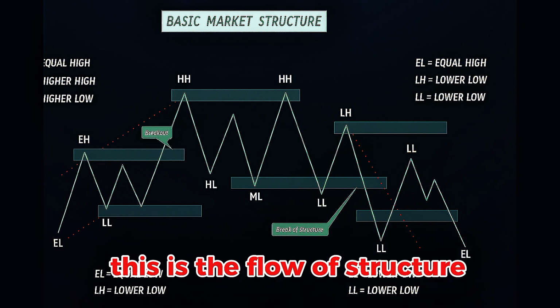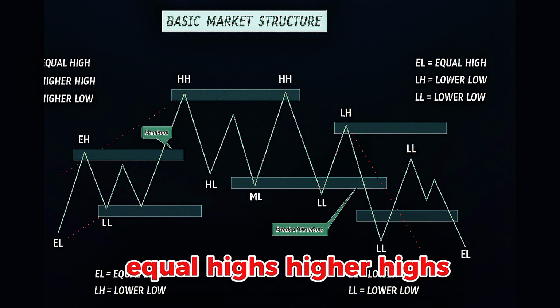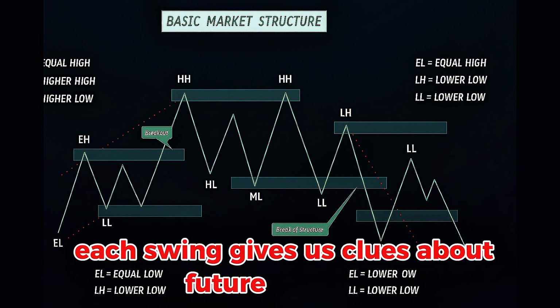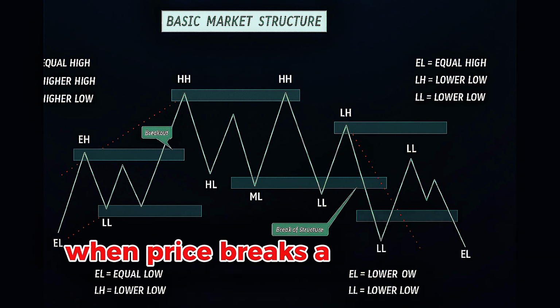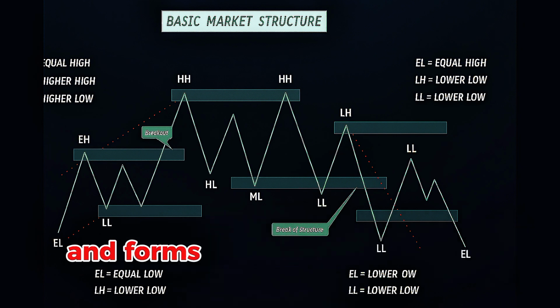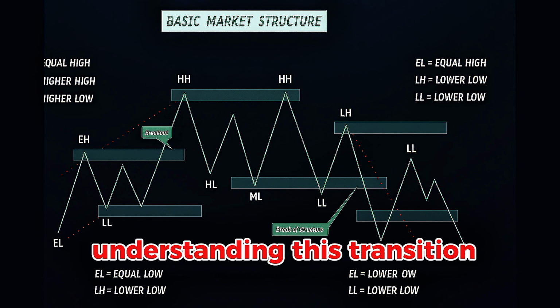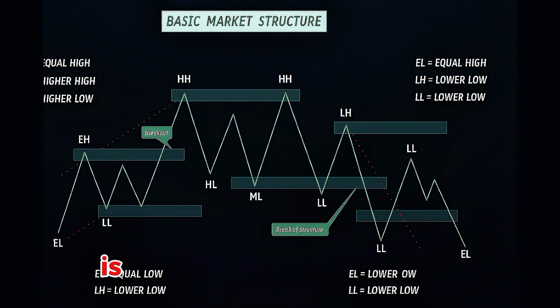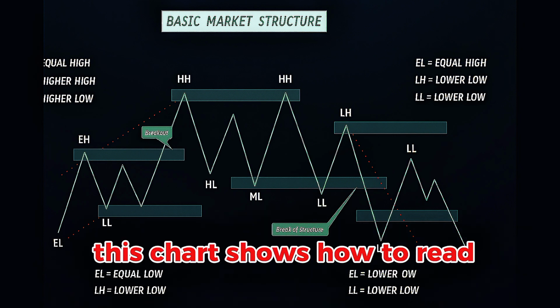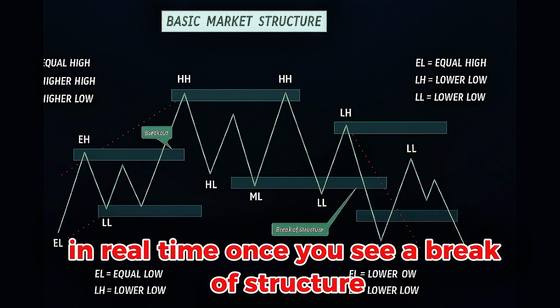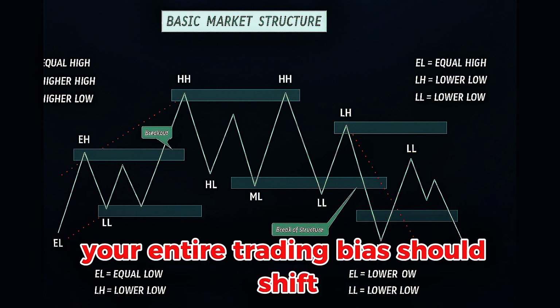This is the flow of structure. Equal highs, higher highs, break of structure, then lower highs. Each swing gives us clues about future direction. When price breaks a higher low in an uptrend and forms a lower high, the trend has likely changed. Understanding this transition from bullish to bearish is where real money is made. A trend doesn't reverse randomly, it leaves footprints. This chart shows how to read those footprints in real time. Once you see a break of structure, your entire trading bias should shift.